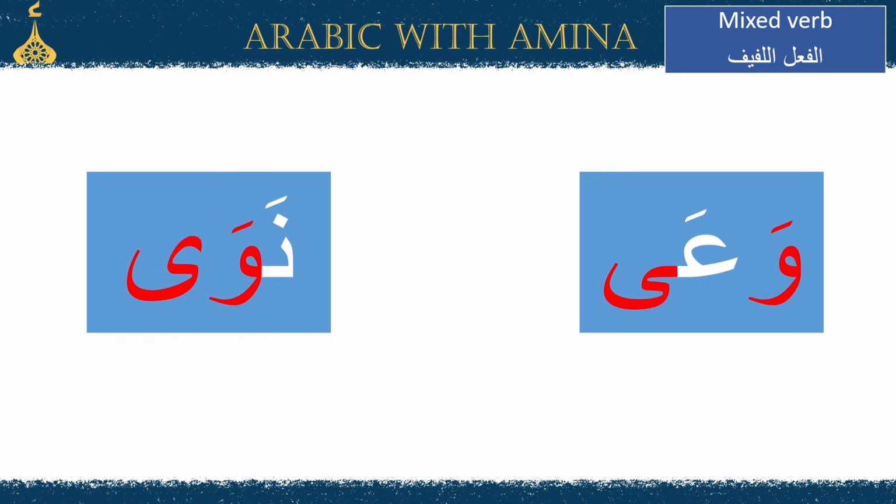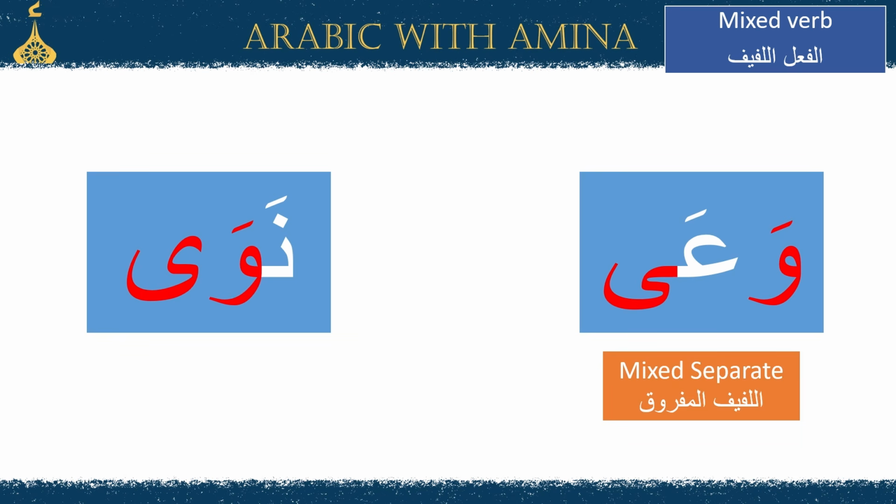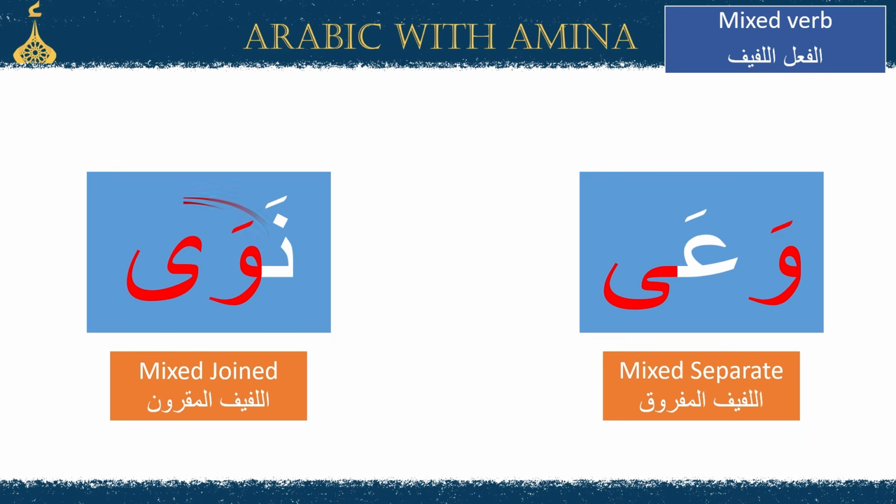And to identify the subtypes of this verb, if the 2 weak letters are separated by a sound letter, such as in the first verb وعى, that means this is a mixed separate verb, اللفيف المفروق. The waw is at the beginning, and the ya is at the end, with a sound letter in between. The second subtype, اللفيف المقرون, the joined doubly weak verb, has 2 weak letters right next to each other. نوى. We can see that there is no sound letter separating the 2 weak letters.